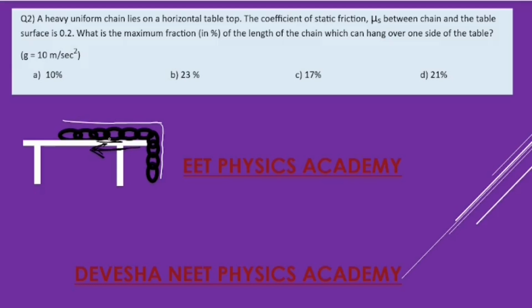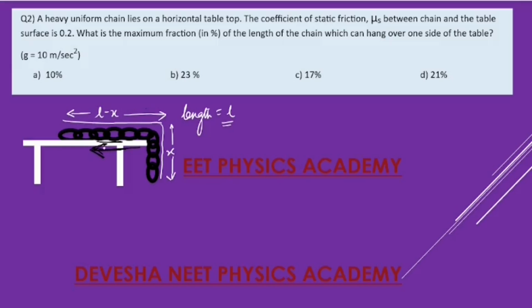But we know that to calculate this friction, we need the mass, right? The mass is not given here, but what is given is the length of the chain. So imagine the total length of the chain. Total length is equal to L, okay? And this X part is actually hanging outside and the remaining part is L minus X, okay? So L minus X is on the table and X is the part which is hanging outside the table, right?